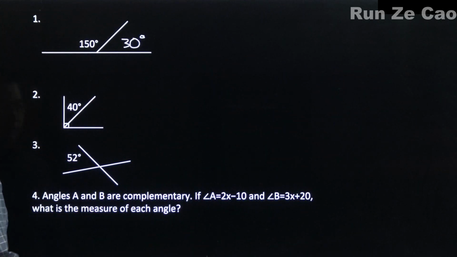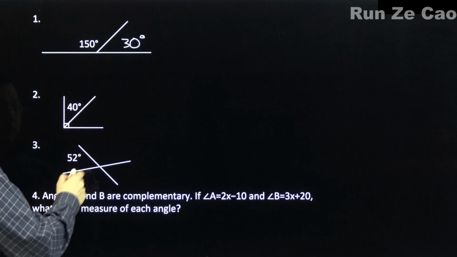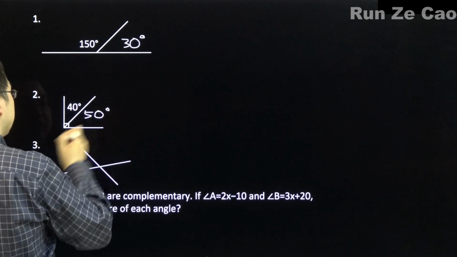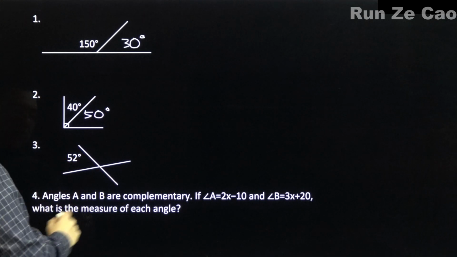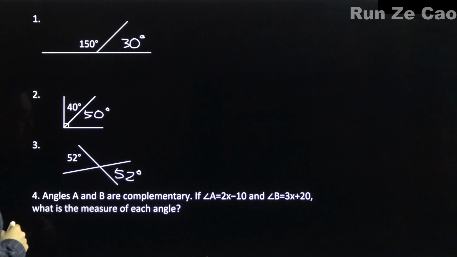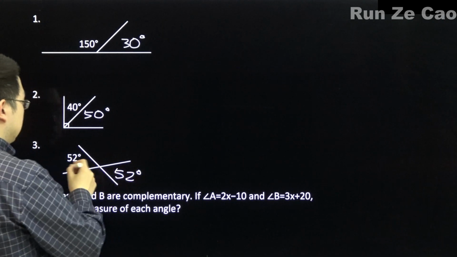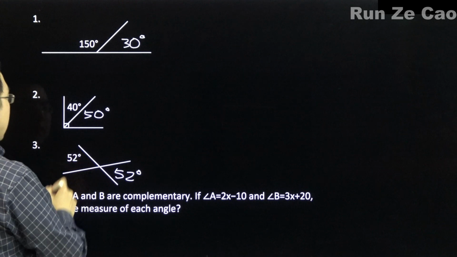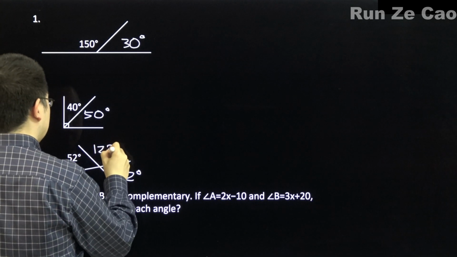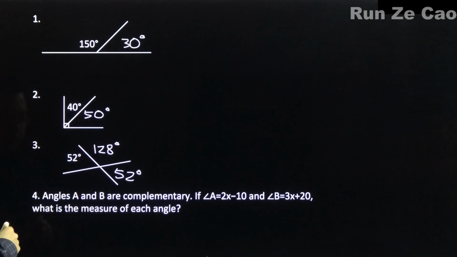This is complementary, so sum is 90 degrees. We have 40 degrees here, the rest must be 50 degrees. This is 52 degrees. The opposite angle must be 52 as well. And then, well, sum is 180 minus 52 gives us 128 degrees.